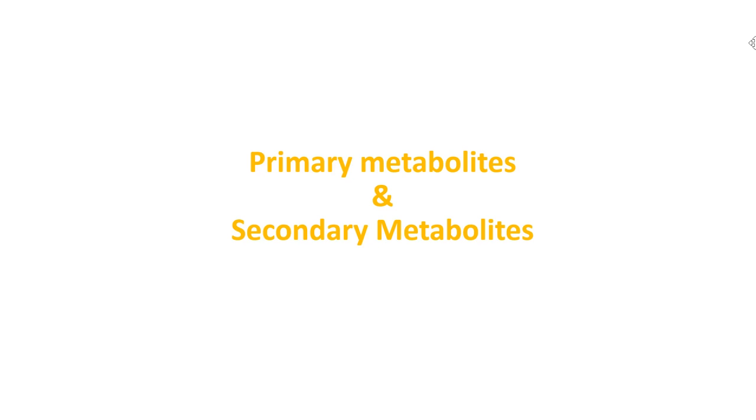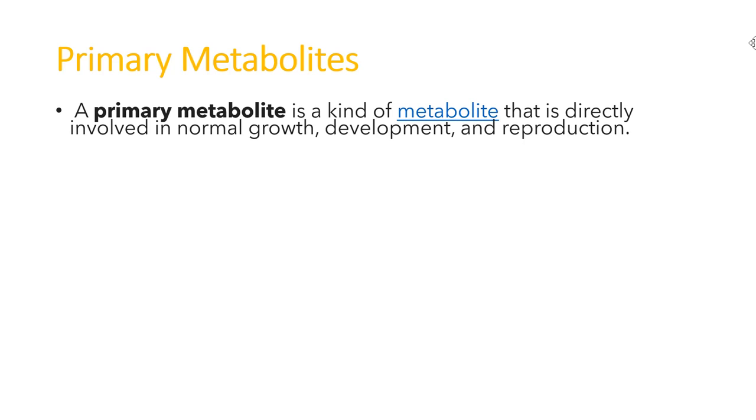So there are two parts in metabolites: primary metabolites and secondary metabolites. A primary metabolite is a kind of metabolite that is directly involved in normal growth, development, and reproduction. The important point is that primary metabolites directly take part in the body's normal reactions or normal growth.